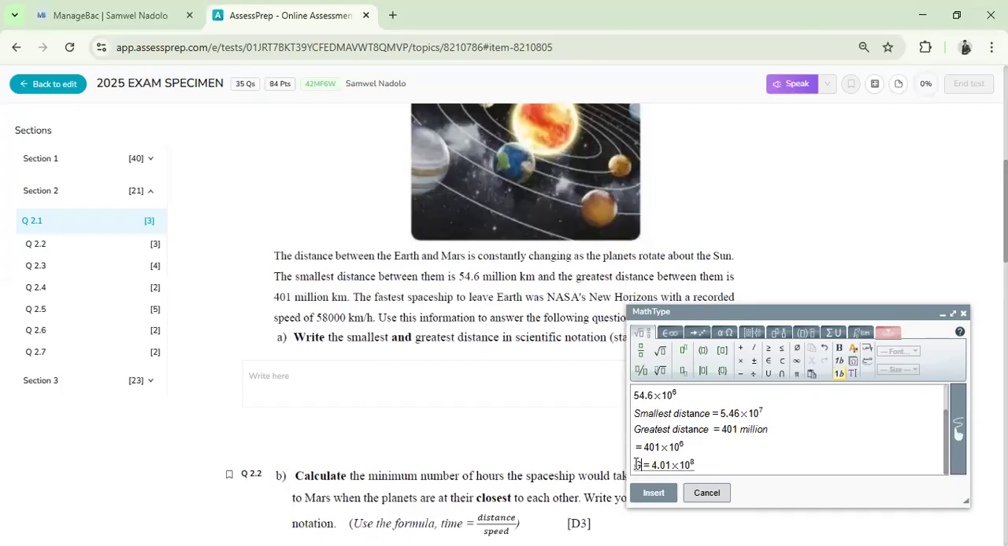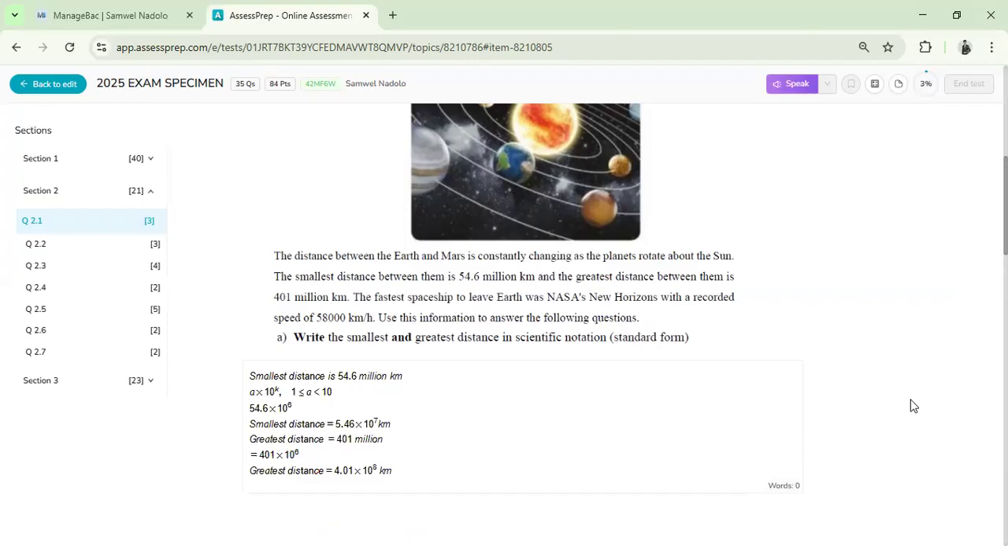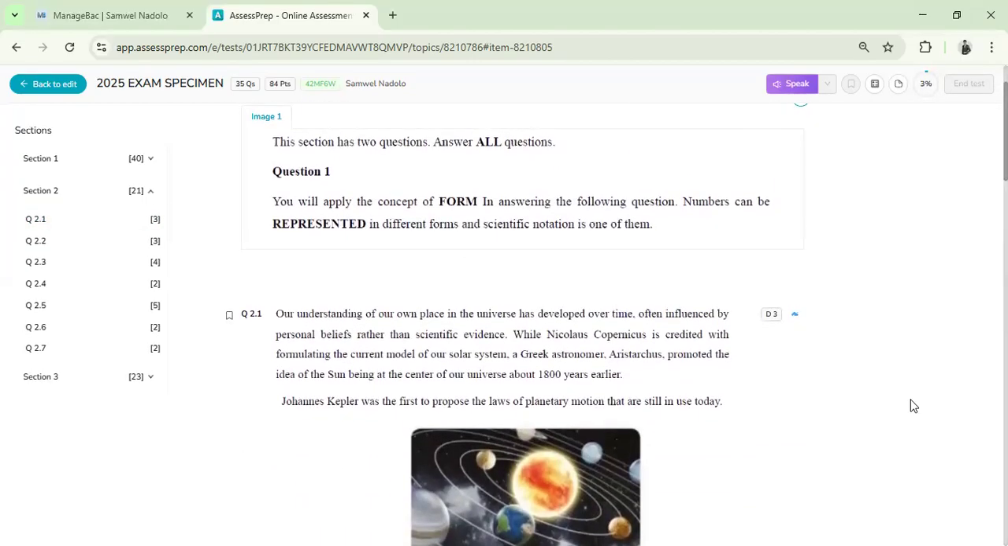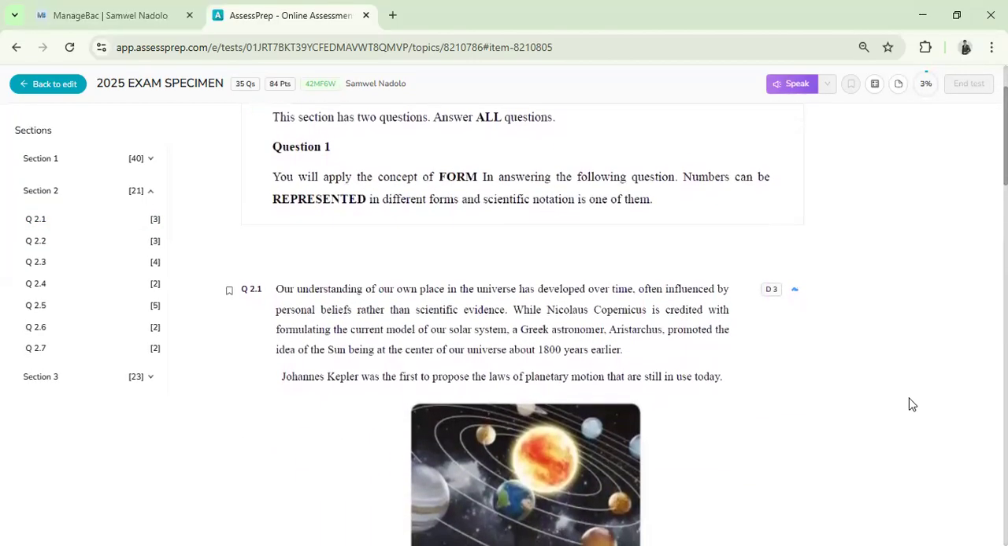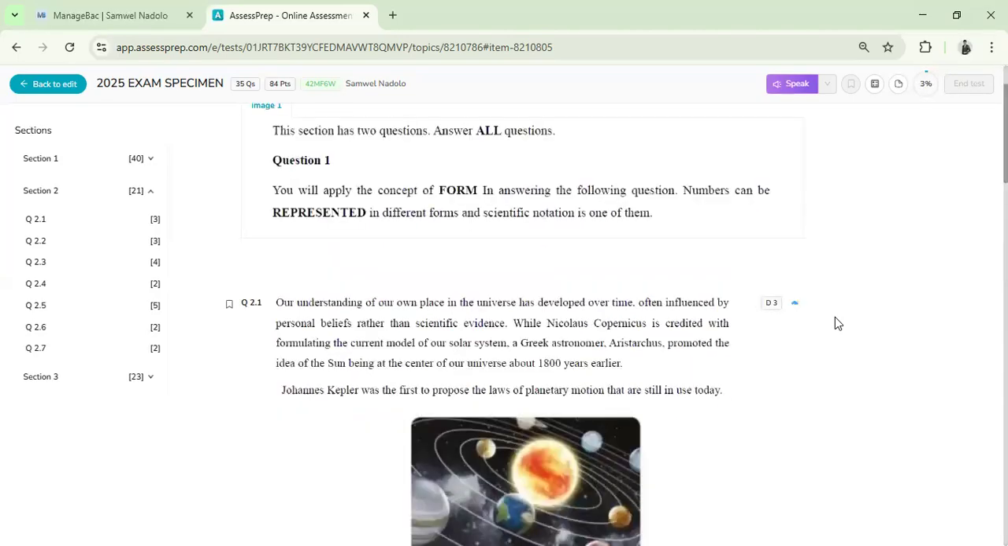So I can write greatest distance is equal to that. Then you can put units, they were in kilometers. Then after you do that, you insert your answer there. So this is D3. You'll get 3 marks for doing that.